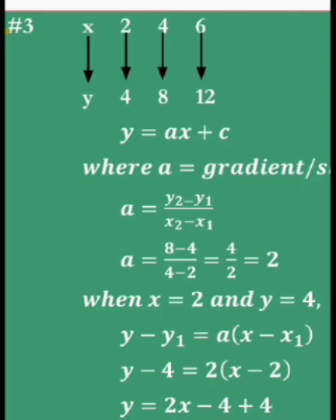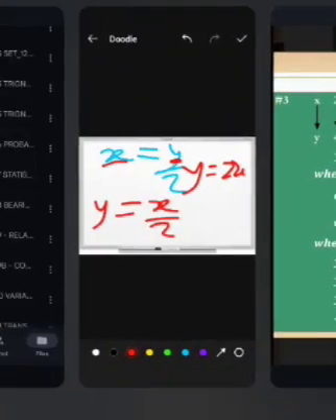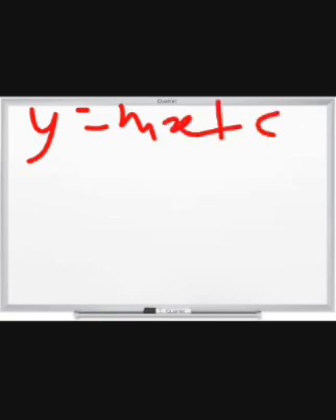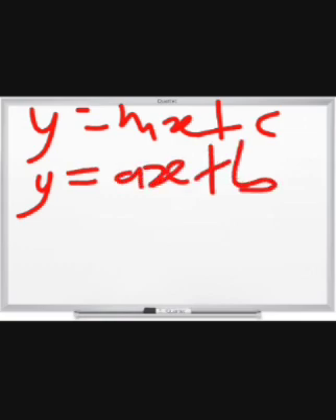Now, the equation of a line must appear this way: y is equal to mx plus c, or you can say y is equal to ax plus b. It could be either of them. It depends on the books. They can use any variables at all.